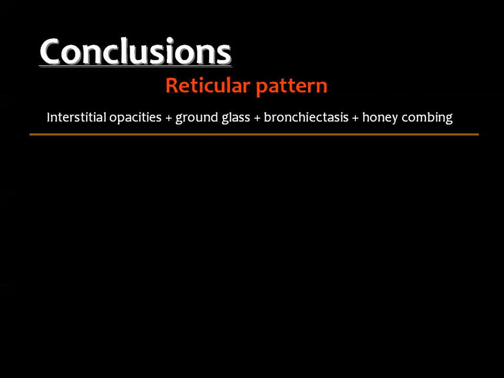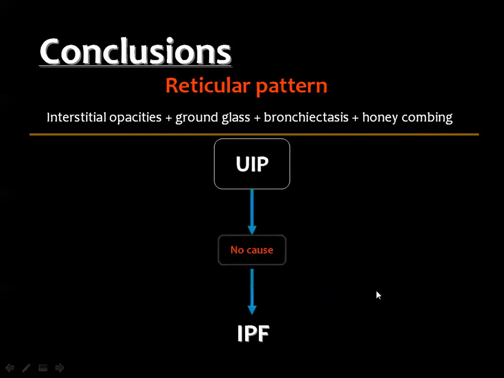To conclude, we have 5 patterns of diffuse lung disease. The first pattern is the reticular pattern, and by this pattern we mean that there are multiple interstitial reticular opacities scattered throughout the lung. If these opacities are associated with ground glass and bronchiectasis and honeycombing, then the diagnosis will be usual interstitial pneumonia. And if you cannot identify an underlying pathology, then the diagnosis will be idiopathic pulmonary fibrosis.